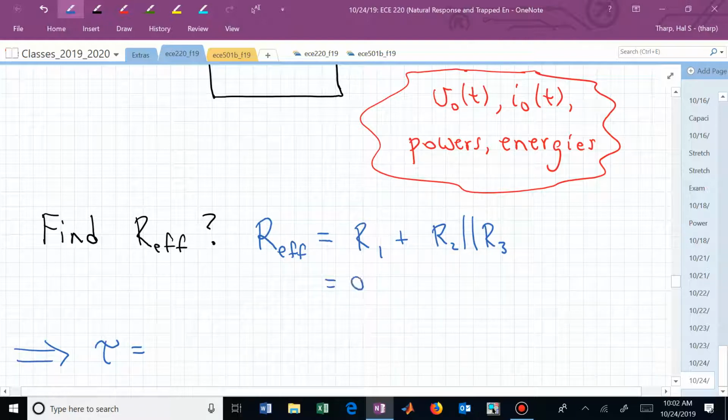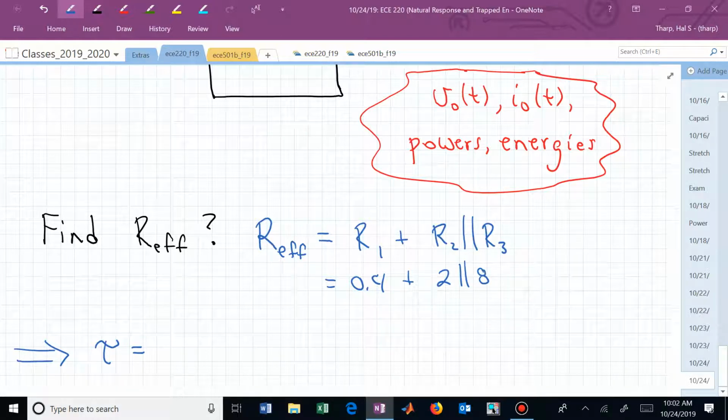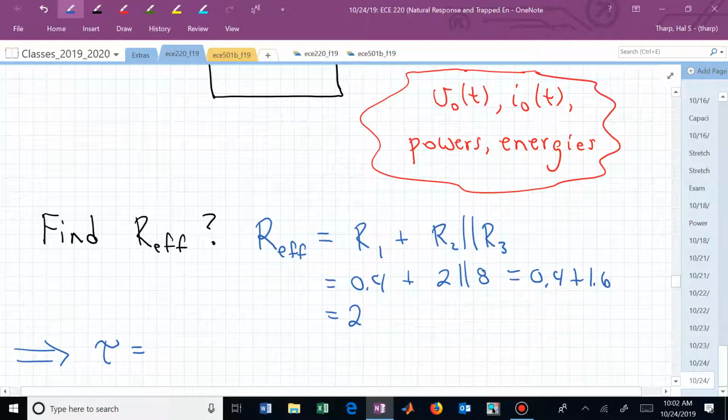And numerically, this was 0.4. R2 was 2 in parallel with 8. That's now 2 times 8, or 16, divided by 2 plus 8, or 10. That's 1.6. Or R effective is now 2 ohms.